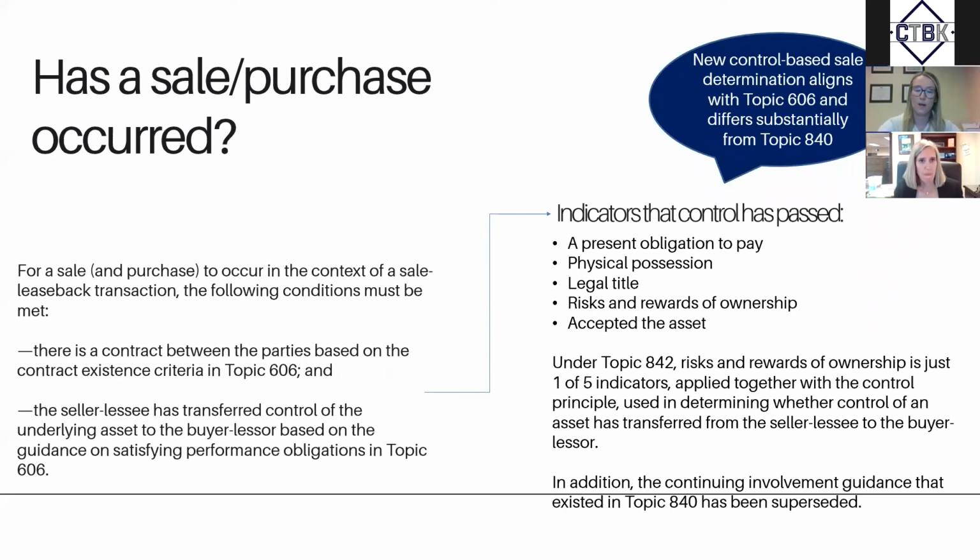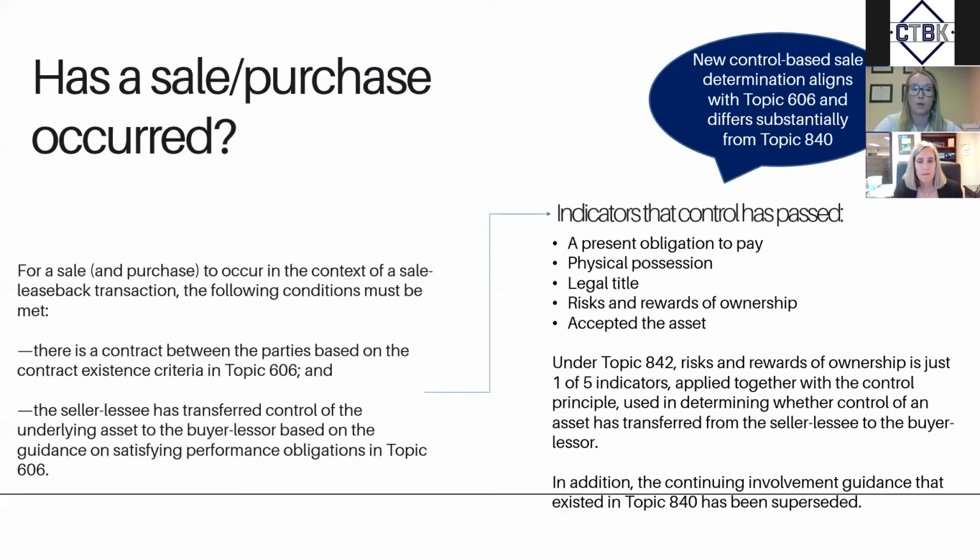The main thing that would drive whether or not you have a sale leaseback transaction is determining if a sale and purchase actually occurred. So you're going to apply certain criteria within 606. There needs to be a contract. And the second thing is there also has to be a transfer of control of that underlying asset. The second point here is the more complex one, or the thing that changed more under 842. That's what's discussed on the other side.